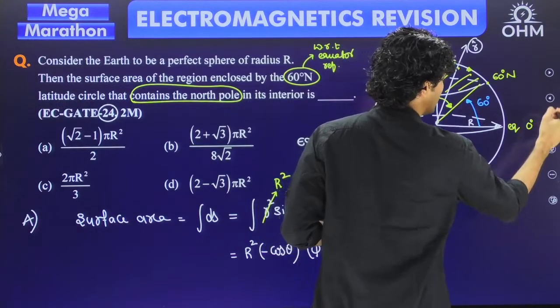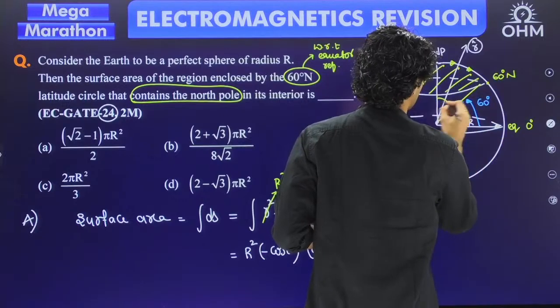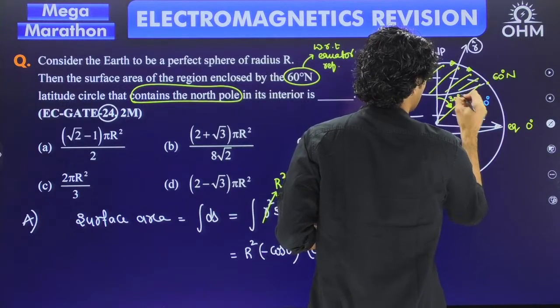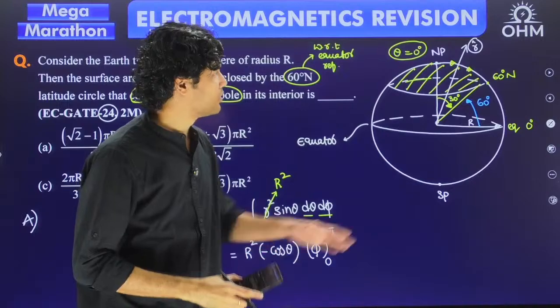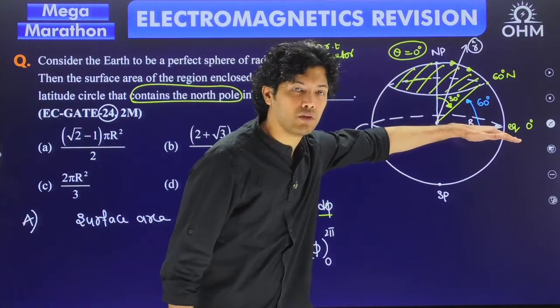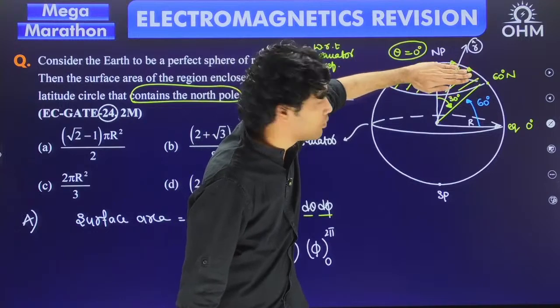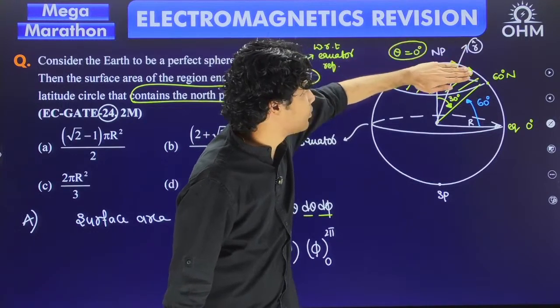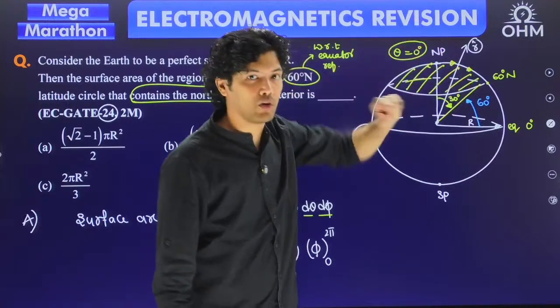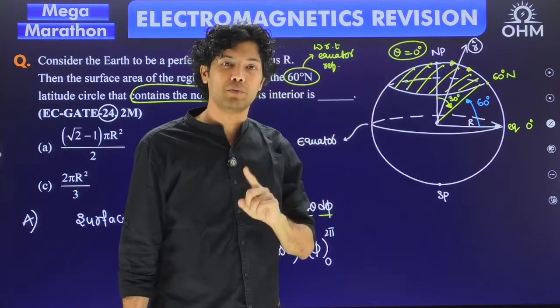So this angle now corresponds to 30 degrees. The 60 degrees with respect to the equator is also the same as 30 degrees with respect to the north pole, and our goal is to cover only this area. Since we are covering only this area, the theta limits, because in the spherical coordinate system theta is always measured from where?